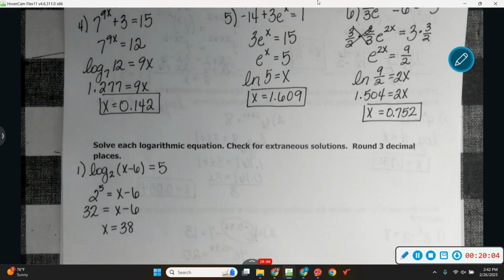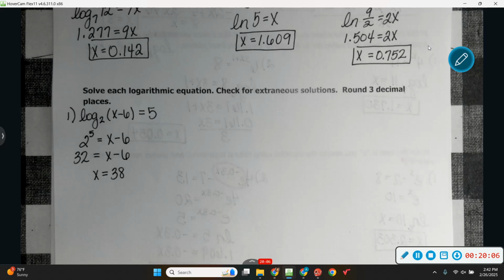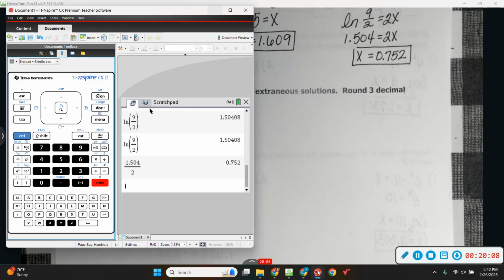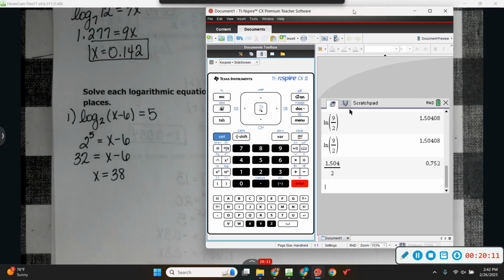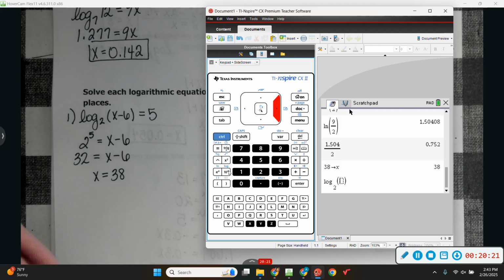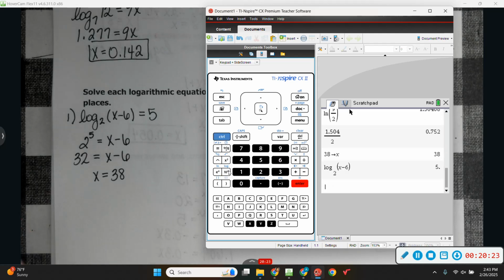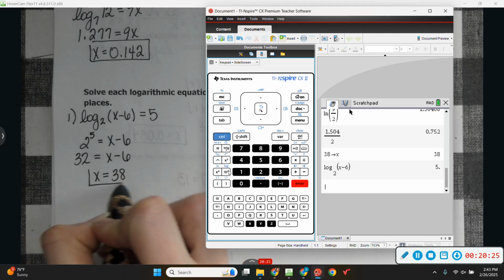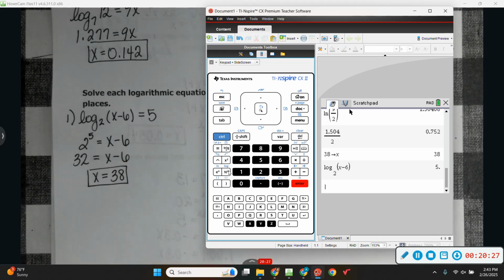So when you are checking your logarithmic functions, when you have 38, store it for x. I'm going to type the left side, log base 2 of x minus 6. It gives me 5, which is what my original equation is, so I know that's an answer.